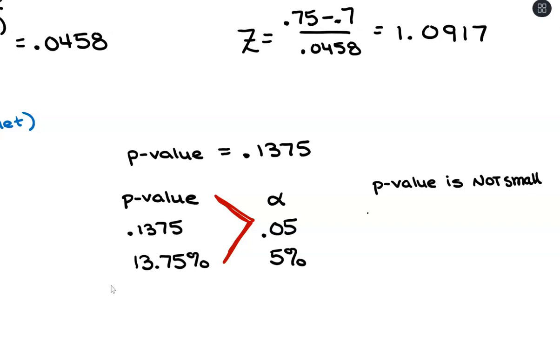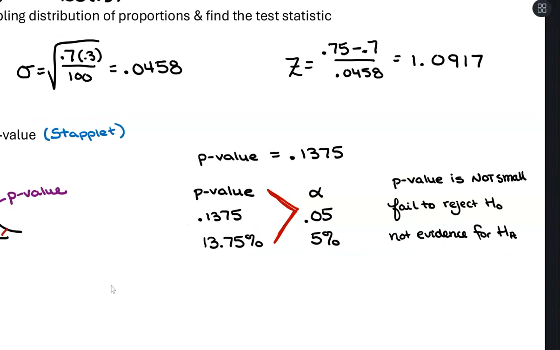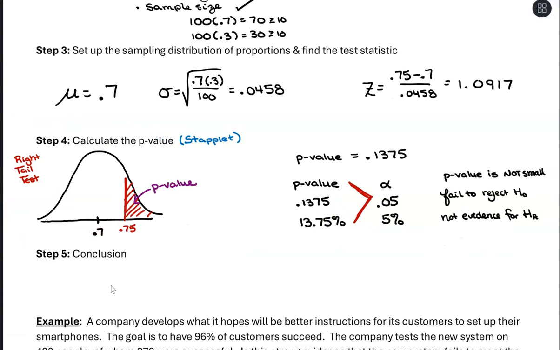Which means we're going to fail to reject the null hypothesis, which means there is not evidence for the alternative. What's happening here is we saw something that was fairly likely under this distribution. It wasn't far enough out into the tail. So that means seeing 75% is not significantly larger than 70%.